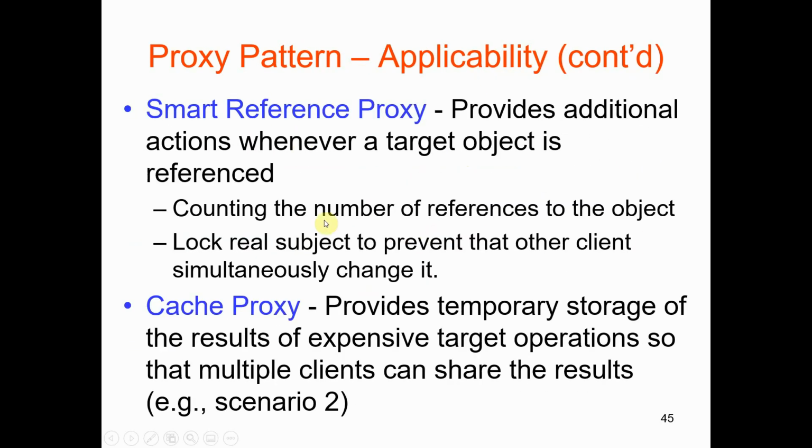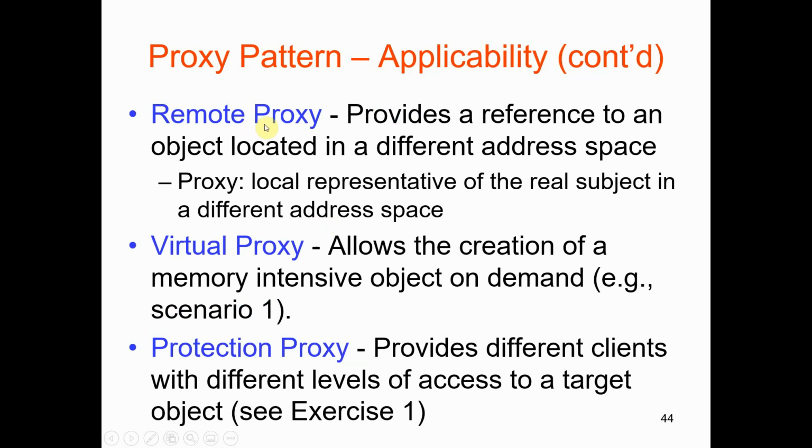Okay, let's see the different scenarios. One is the remote proxy. It provides a reference to an object located in a different address space. So you have a local representative of a real subject in a different address space. If you want to access an object remotely, in another network space, then we call it a remote proxy. Virtual proxy, just like our scenario 1, allows the creation of a memory-intensive object on demand.